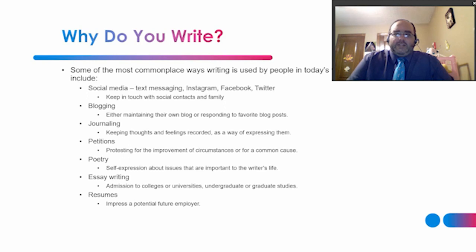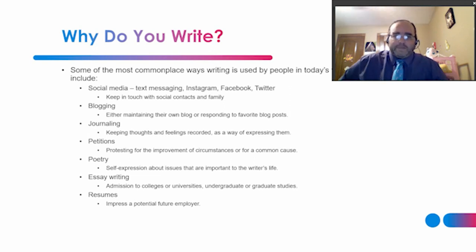Journaling is one way that people write. They keep thoughts and feelings recorded as a way of expressing them. It could be something hugely personal, like a diary. It could be just your observations on the world. Whatever you want to write in a journal, as we mentioned before. Journaling is a way that people use writing to try to help their everyday lives.